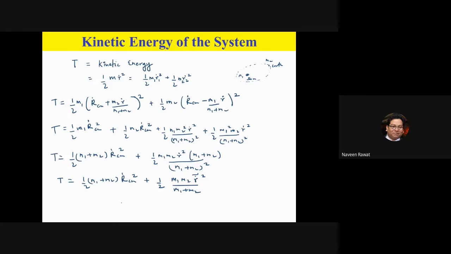So here I can just write this expression as 1 half (m1 plus m2) r dot center of mass square plus 1 half mu r dot square, okay, and that is my expression for the kinetic energy of the system. Note that here you now have two expressions. You have one expression which is r dot center of mass.